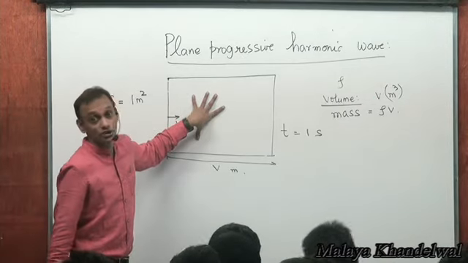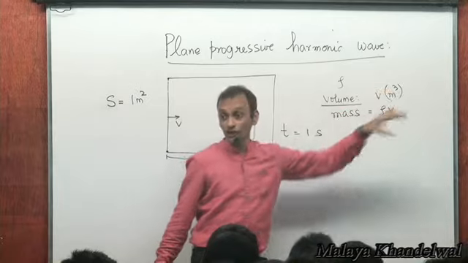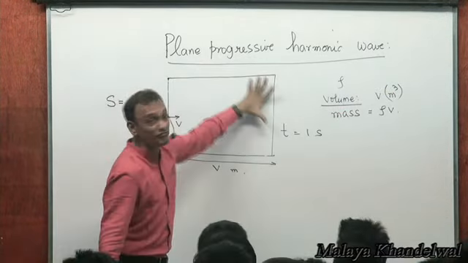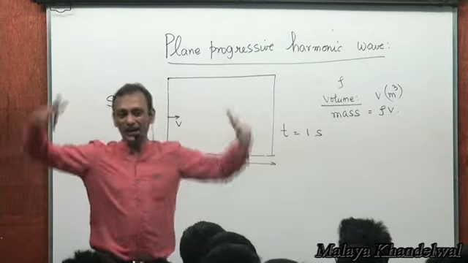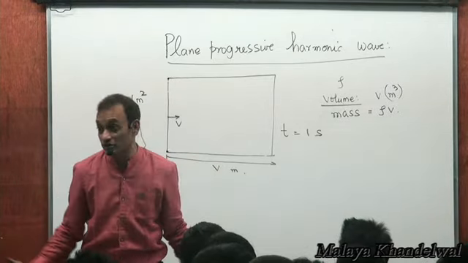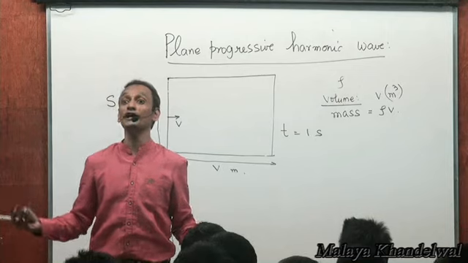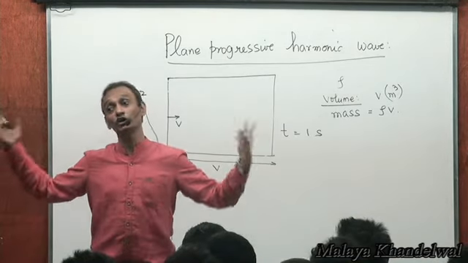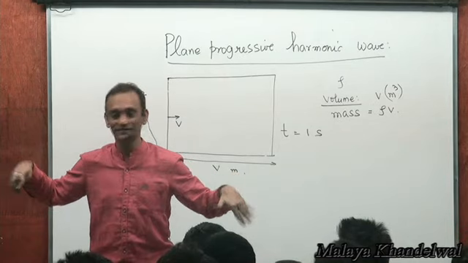Each particle of this region of total mass rho into V executes simple harmonic motion. Each particle of this affected region, where you are calculating the total energy of all the particles, is executing simple harmonic motion of amplitude A and angular frequency omega. Yes or no?